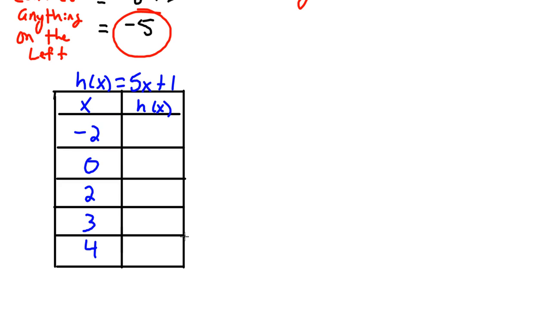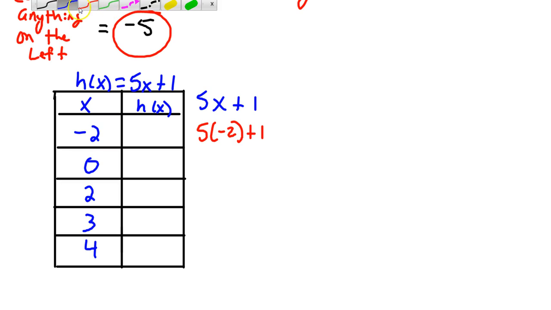Okay, so all you're going to do is, everywhere you have x, you're going to plug in -2. So same thing here. Instead of having h of x, we're going to have h of -2. But really that means we're going to do 5 times -2 plus 1. Because basically we're just starting with this equation. So everywhere you have x, you're going to take out the x and replace it with -2. Okay, so 5 times -2 is -10. Plus 1 makes it out to be -9. That's what we'll put in there.